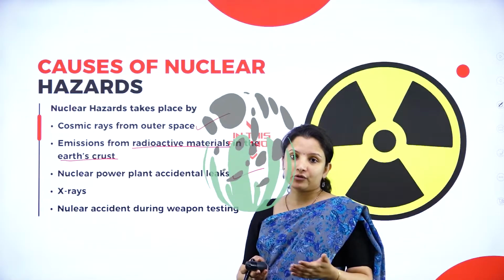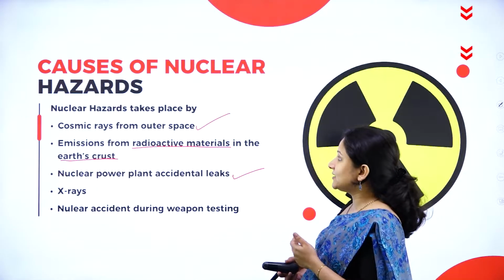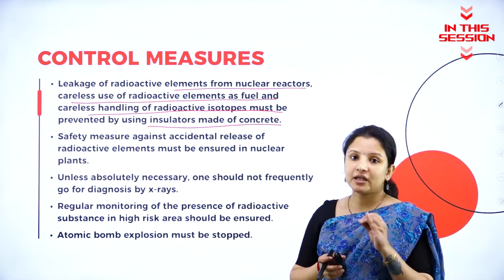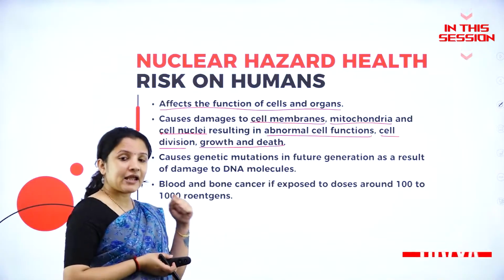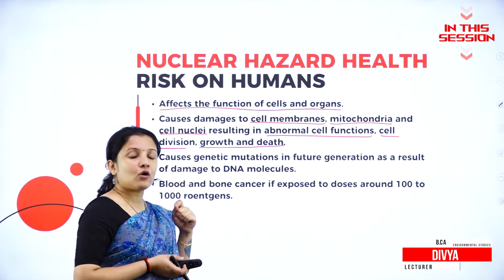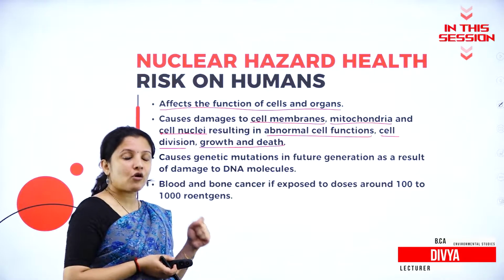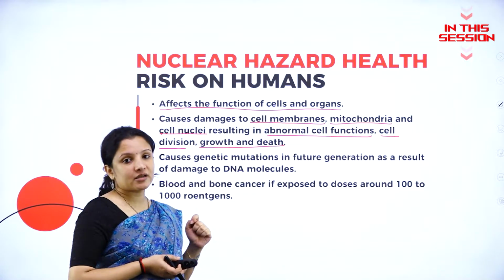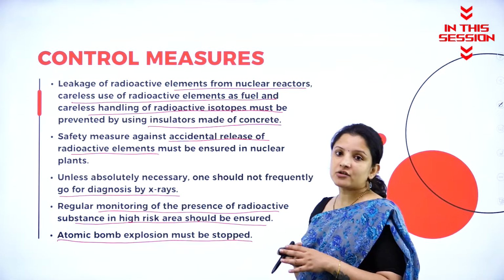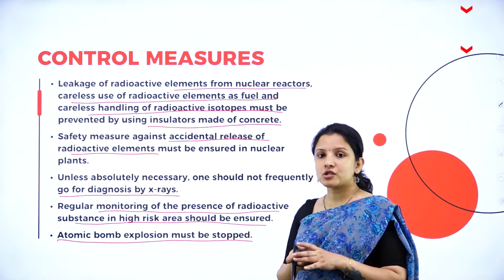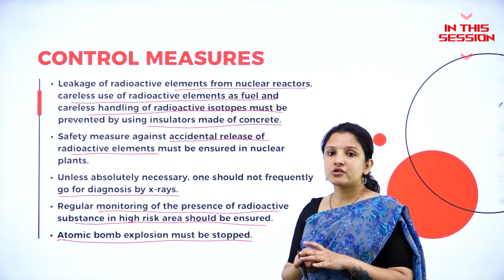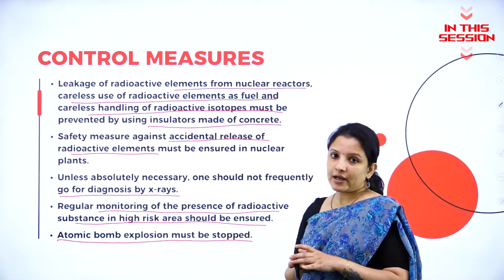Accidental leaks from nuclear power plants can be one of the reasons for nuclear hazards. While using radioactive substances, one must be very careful with it. Any energy that we need for all the organelles in a body or organs in a body to function properly, the energy is provided by mitochondria. Countries should not be given permission to use atomic bomb, or even they should not be given permission to manufacture such atomic bombs.